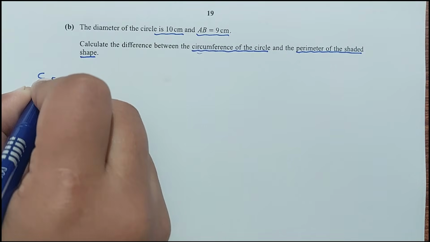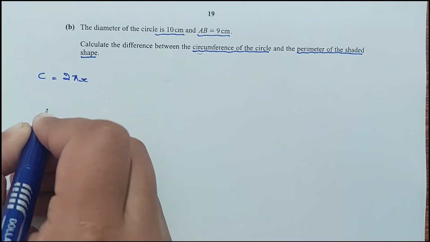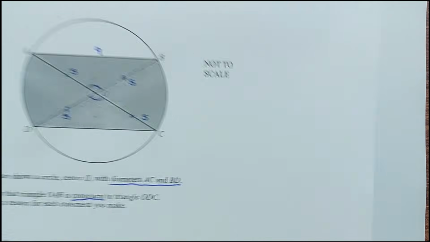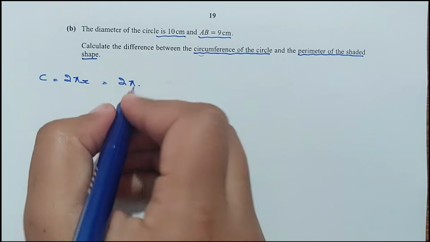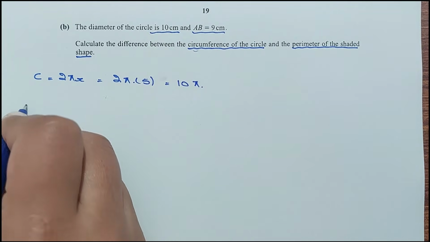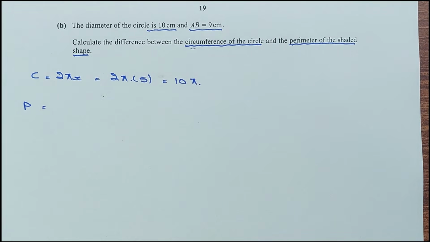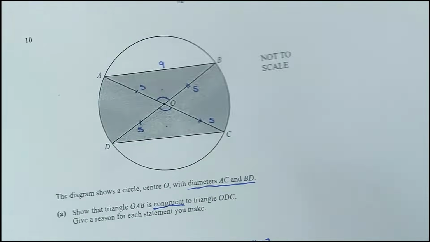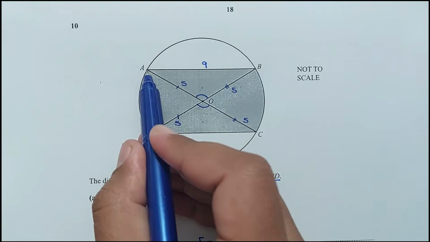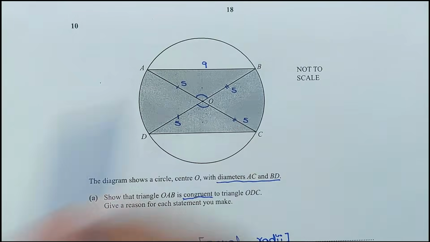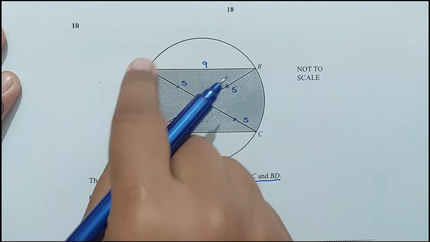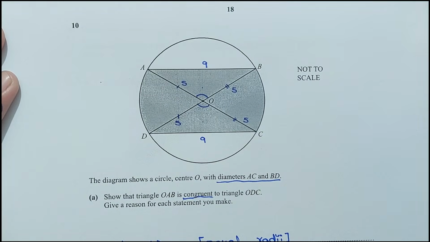Now we have to calculate the difference between, first, the circumference of the circle, and then the perimeter of the shaded shape, right? So the circumference of a circle is 2 pi r. So this is 2 pi, and the radius of the circle is 5, so times 5. This would be 10 pi, right? Now the perimeter of the shaded shape. The shaded shape is this one. You have to work on this perimeter. So this is 9, this side is also 9. Now these two sides we have to work on.